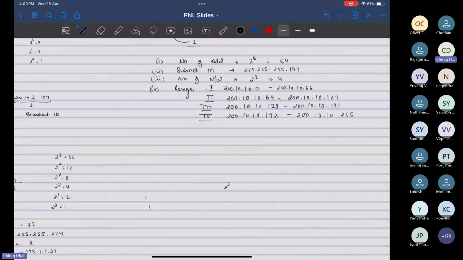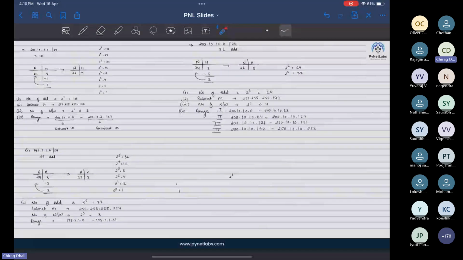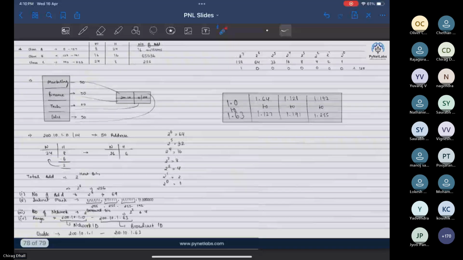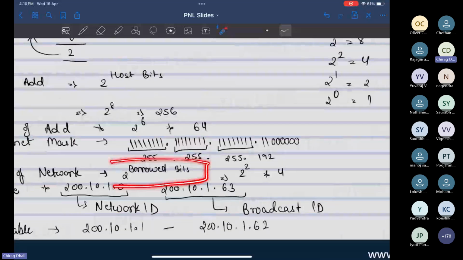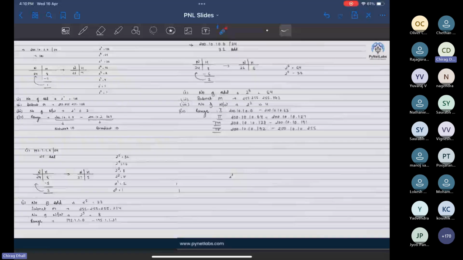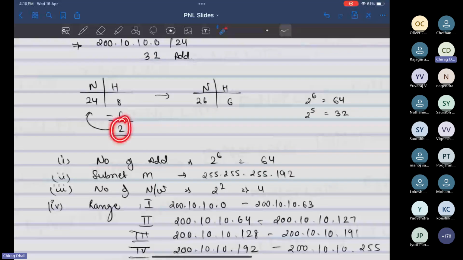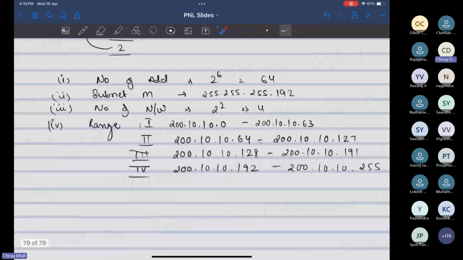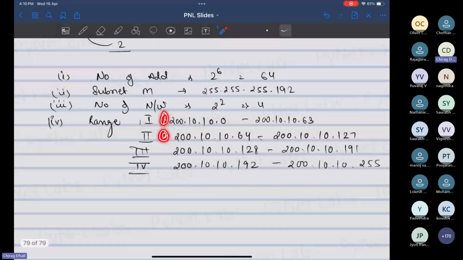All right, we will move to the Class B questions then. But before we jump onto that, number of networks, is there any formula? Yes, there is this formula: 2 raised to the power borrowed bits, like I explained earlier. So in this case, how many bits are being borrowed by the network part? 2 bits. So 2 raised to the power 2, 4 networks. And these are the 4 networks: 1, 2, 3, 4.